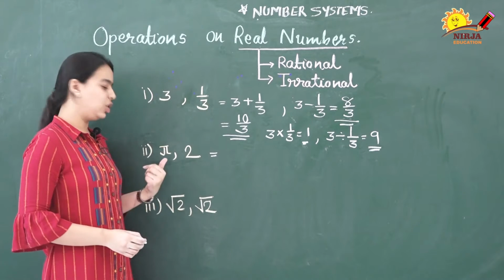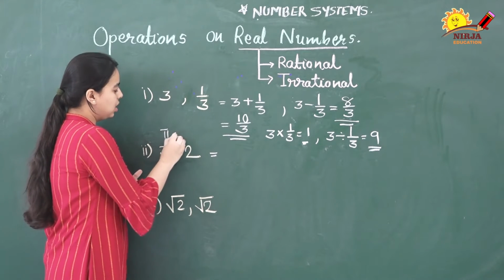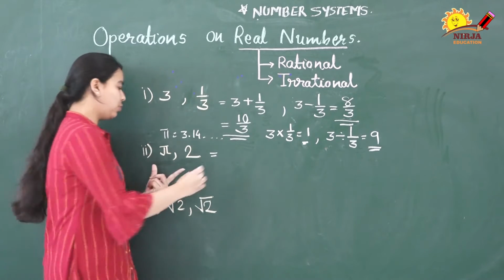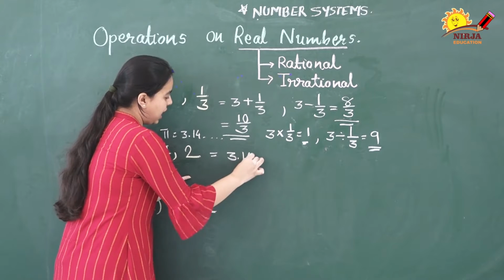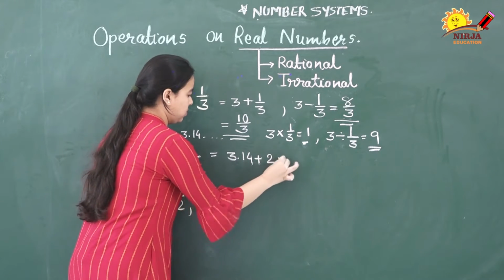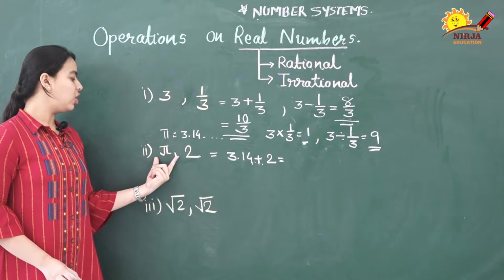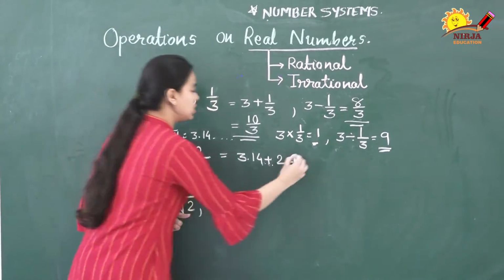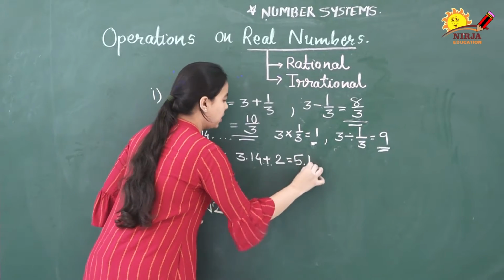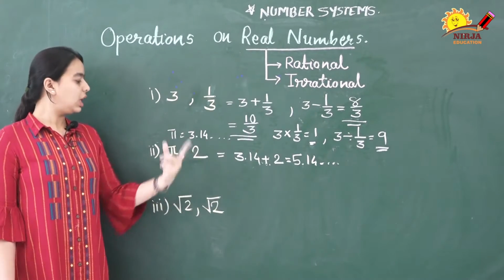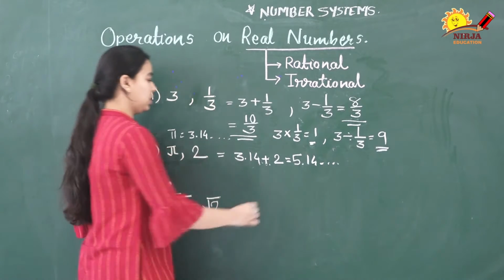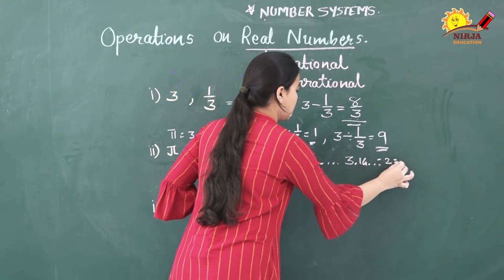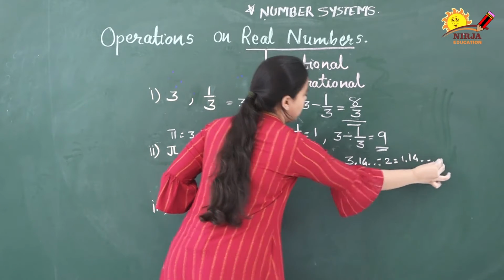You all know the value of pi. The value of pi is 3.14 and so on. So first I am going to perform addition on these two numbers. The value of pi I have taken as 3.14 and so on, plus 2. The answer you will get is 5.14 and so on. If I subtract this number, 3.14 minus 2, it will be 1.14 and so on.